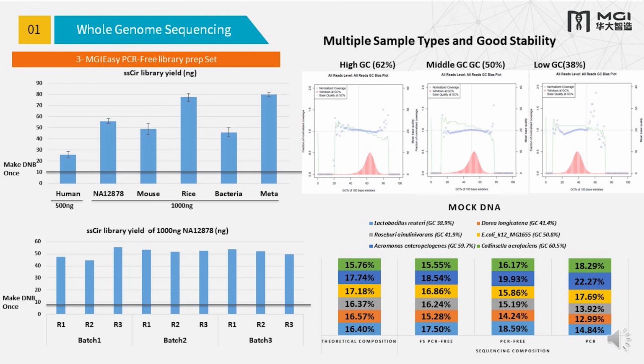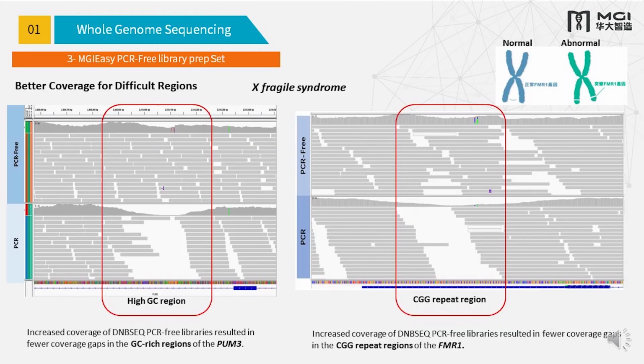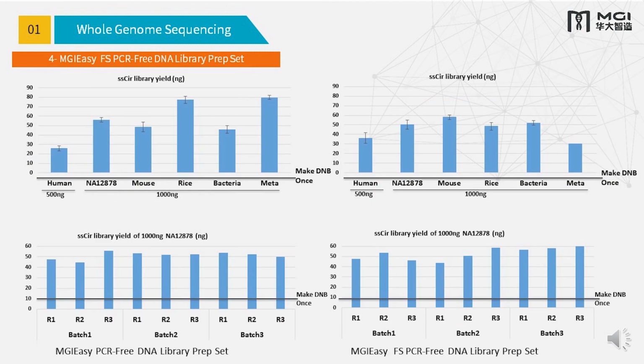And this is the PCR. We still see there's some bias from the current PCR cycle, even for some very extreme GC. This is for the current one. We use the carbons for fragmentation, and this is the other PCR-free, where we use the enzyme for DNA fragmentation.